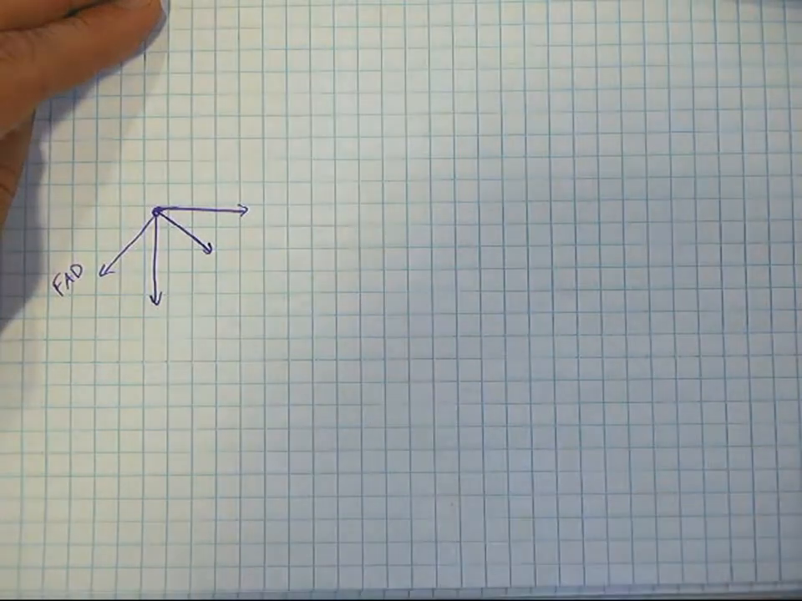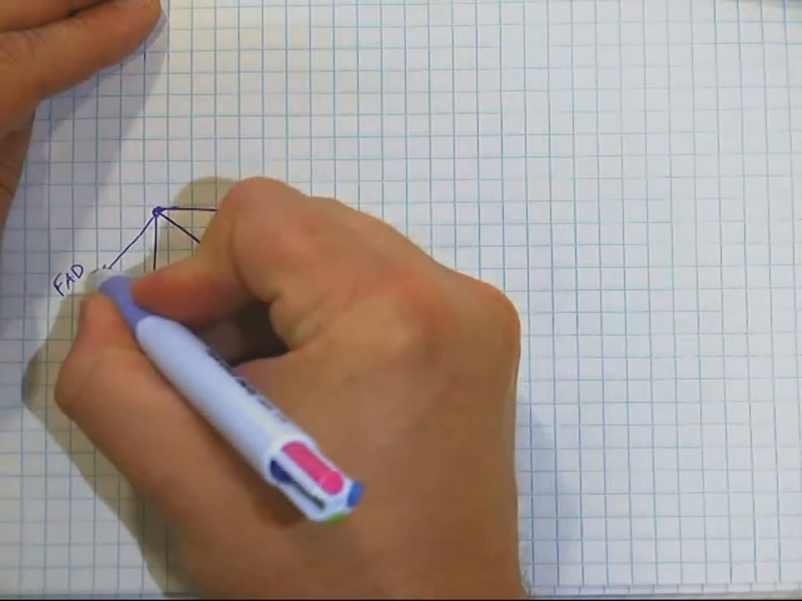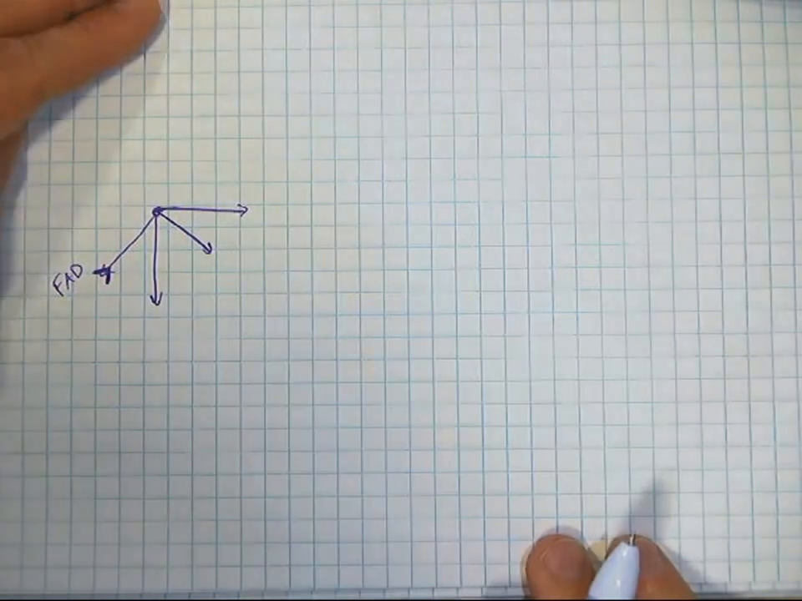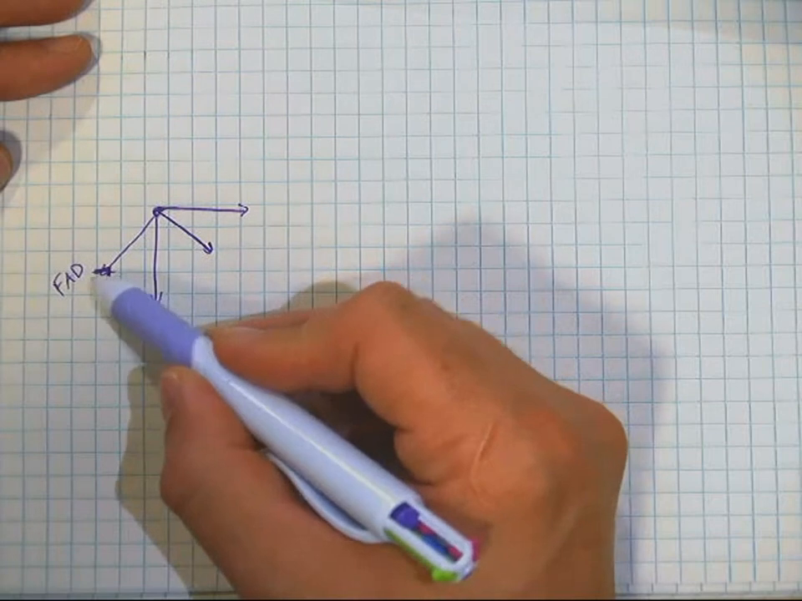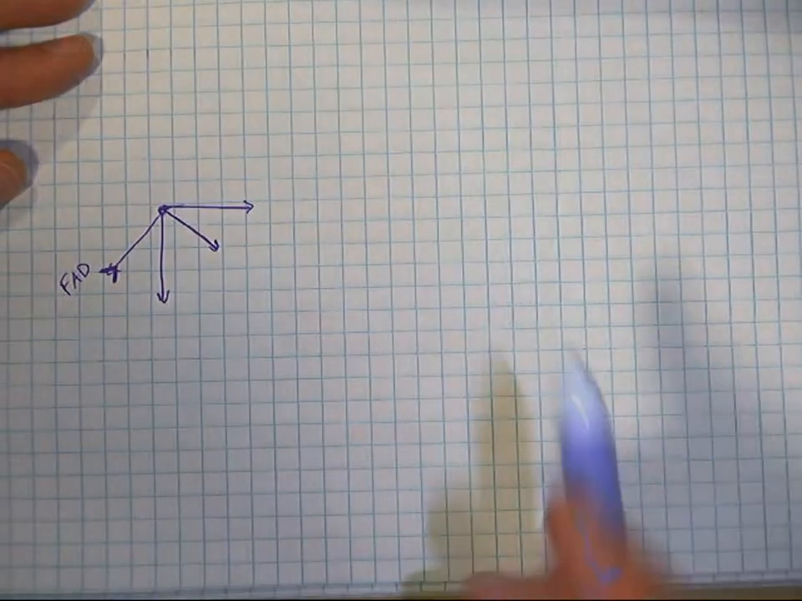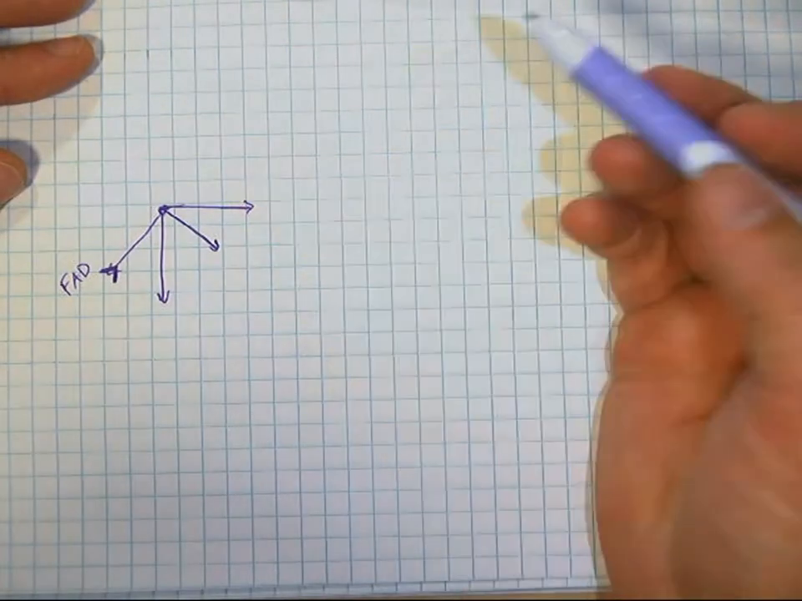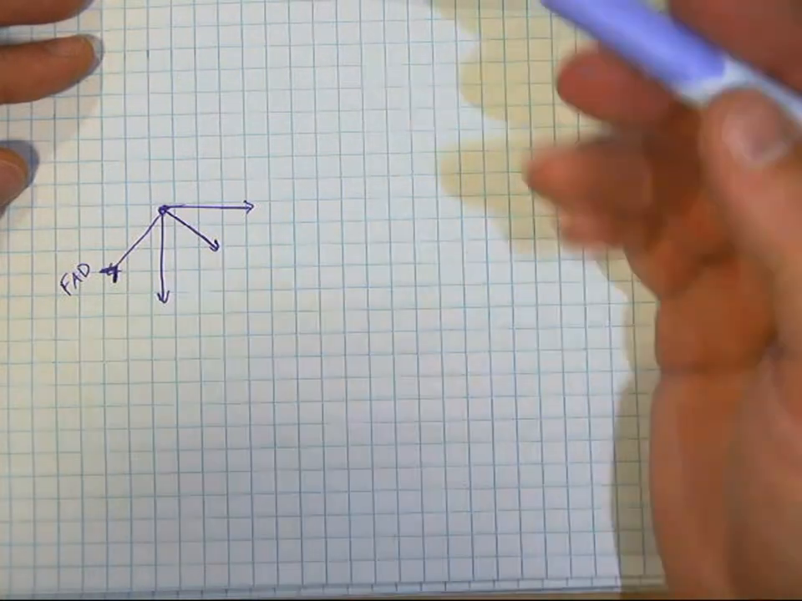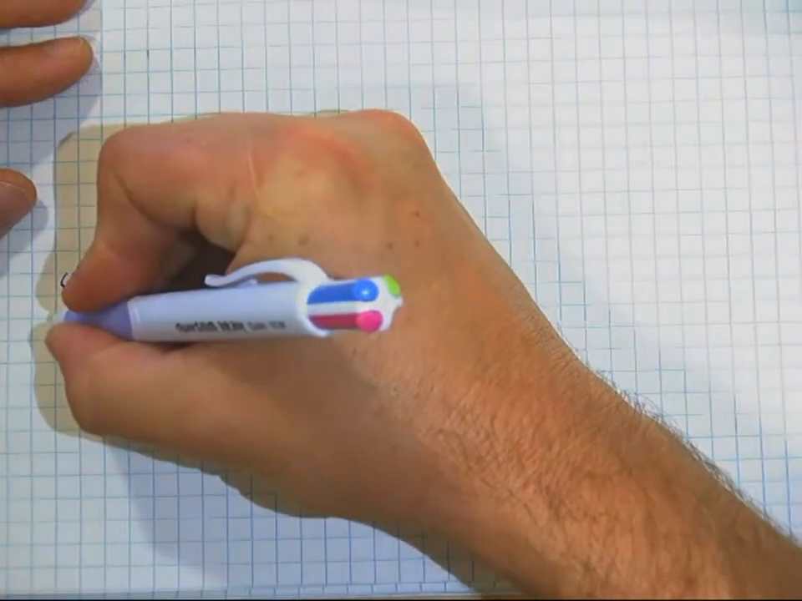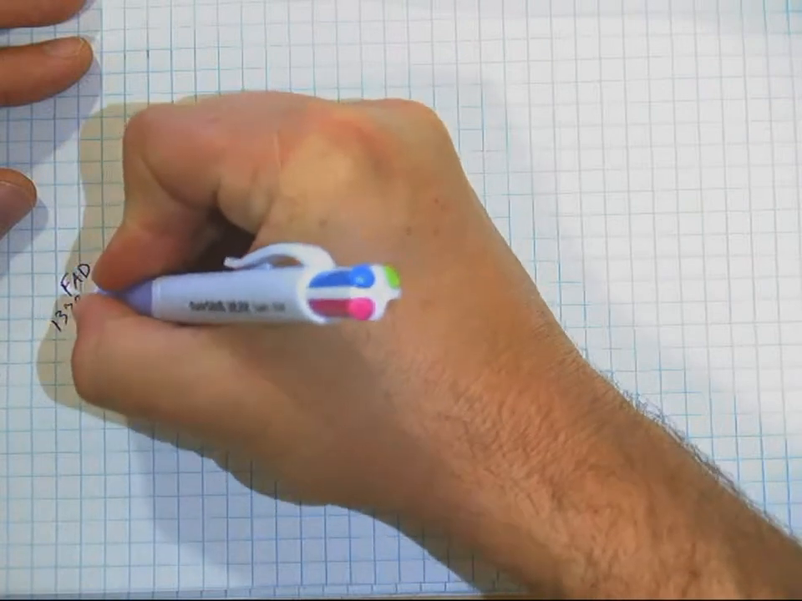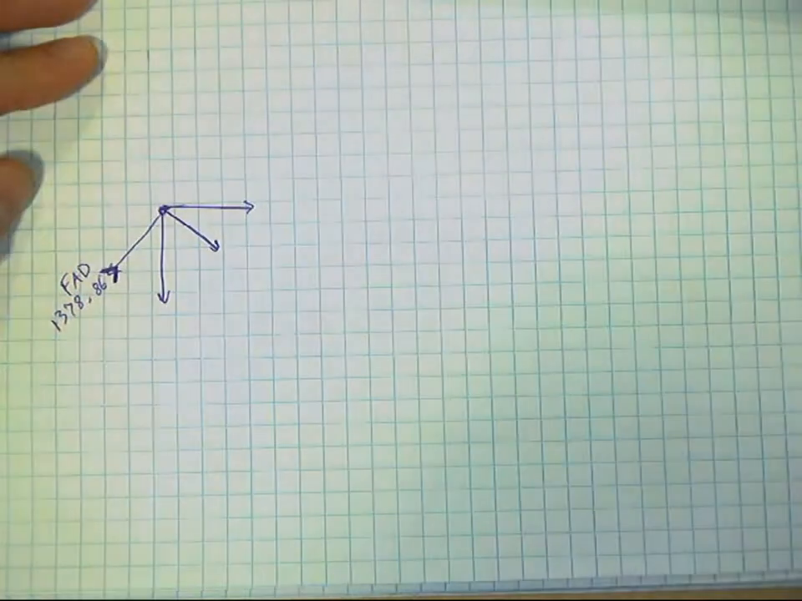Remember, oops, I accidentally drew this in the wrong direction. Remember, FAD is in compression. If it's a known value and we know it's in compression, it's in compression. If we don't know yet, it's in tension. So we assume it's in tension unless we know that it's in compression. So we have 1378.86 in compression.